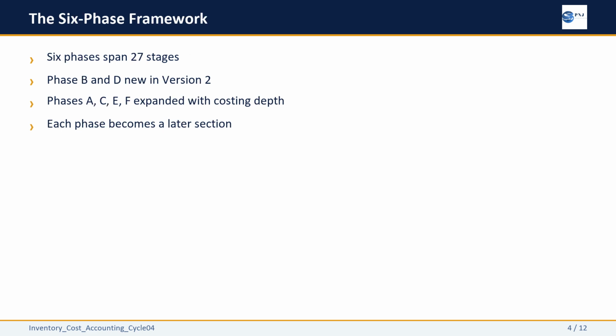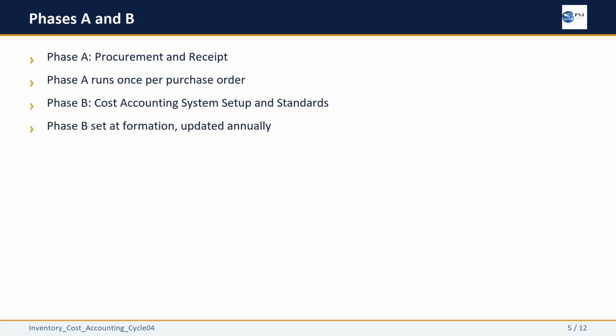The whole cycle is organized into 6 phases spanning 27 stages. Most people assume costing is just one step at the end, but it runs through the entire flow. Version 2 of the handbook added 2 brand new phases: Phase B, Cost Accounting System Setup, and Phase D, Variance Analysis. The original phases A, C, E, and F were then expanded with cost accounting depth throughout. Each of these 6 phases becomes its own dedicated section later in this course, so the structure you see here is also your roadmap for what's coming. Let's walk the phases in order.